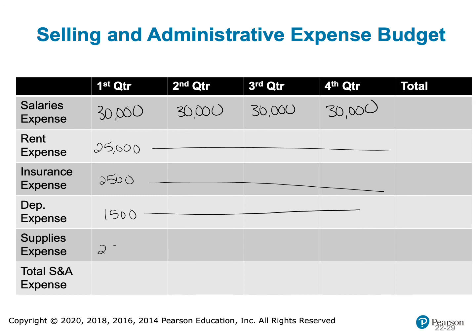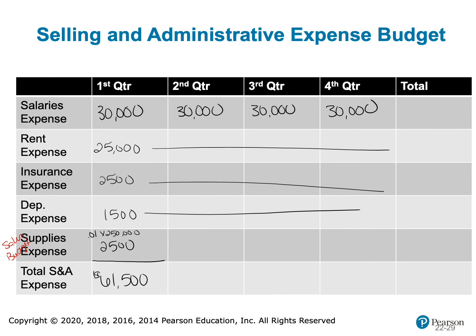And supplies is fixed at 20. Sorry, supplies is not fixed. Supplies is our variable one. So supplies is 1% of sales revenue. So we're going to need to refer back to the sales budget. In quarter one, my sales revenue was $250,000, and 1% of $250,000 is where we get $2,500. So that's 0.01 times $250,000.